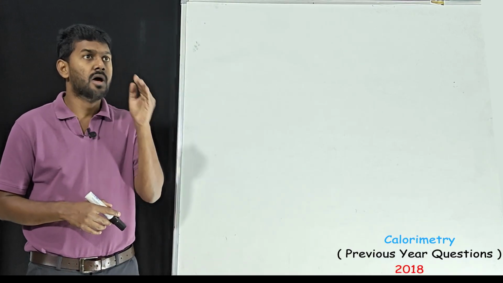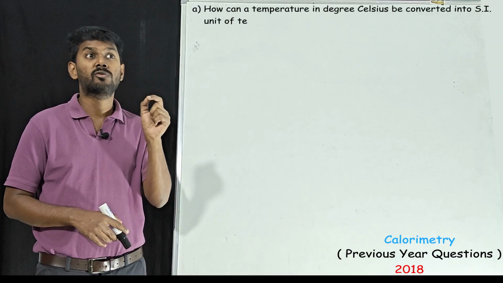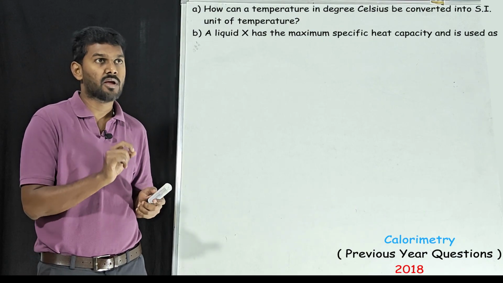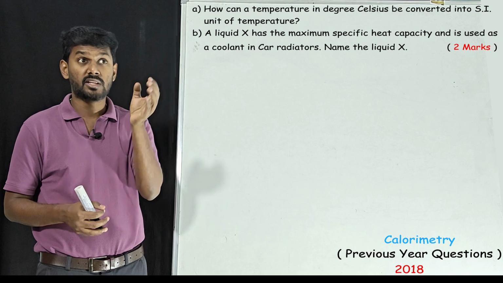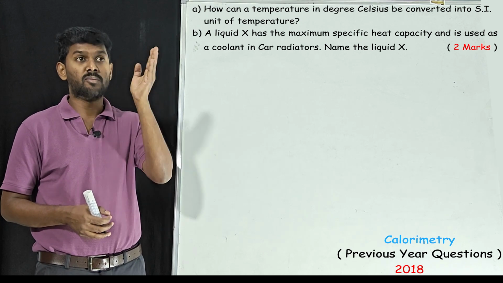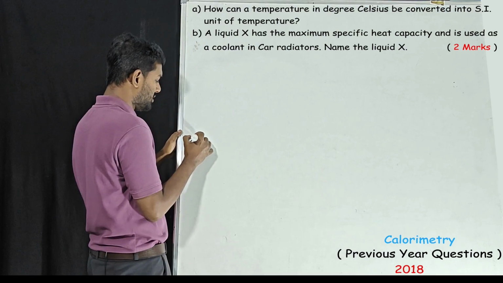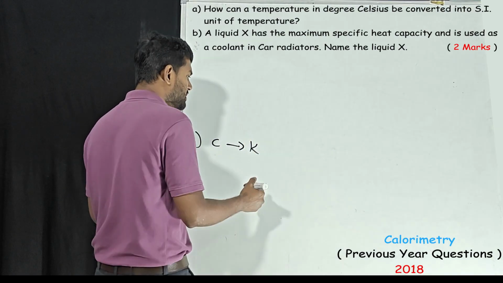In that first question, how can a temperature in degrees Celsius be converted into the SI unit of temperature? What is the SI unit of temperature? Kelvin. Correct. So they are asking us to write the formula to convert from degrees Celsius to Kelvin. So this question is all about degree Celsius to Kelvin. See, very simple.